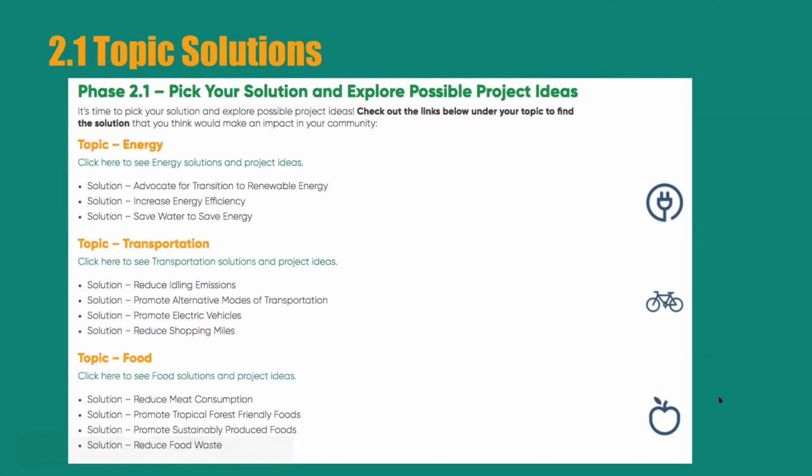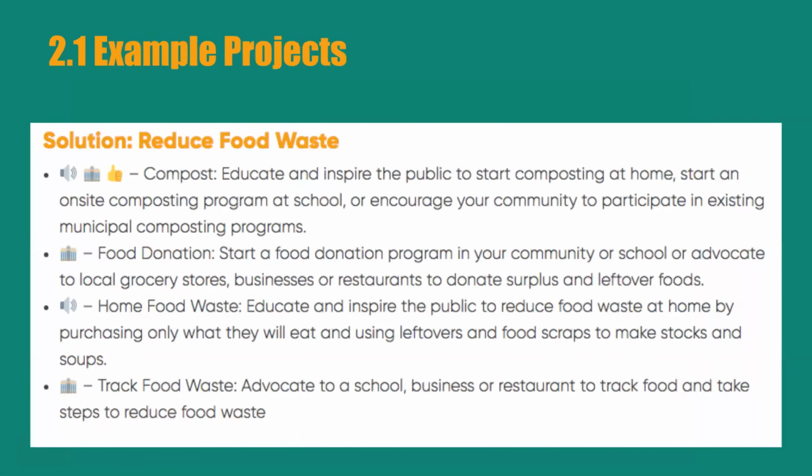Listed under the food topic are four possible solutions students can choose from: reducing meat consumption, promoting tropical forest-friendly foods, promoting sustainably produced foods, and reducing food waste. Teams can also click to see a list of projects that support each solution. Let's take a look at what projects were listed under reduce food waste. We've listed promoting composting, food donations, home food waste reduction, and tracking food waste as a waste reduction strategy. Also note that your team is able to come up with their own project that's specific to their community. Now that you've seen a jumping off place for lots of potential solutions and projects, let's turn it over to James, and he's going to talk about campaign types.